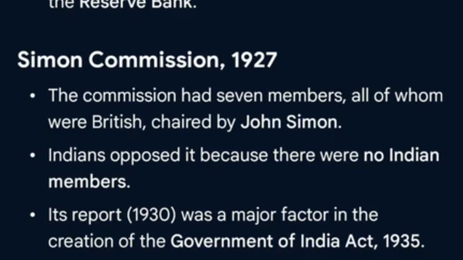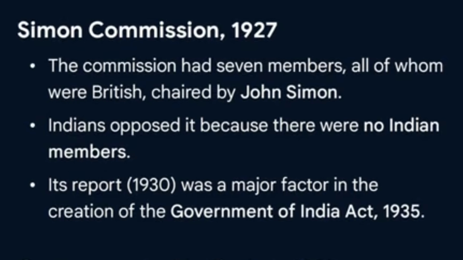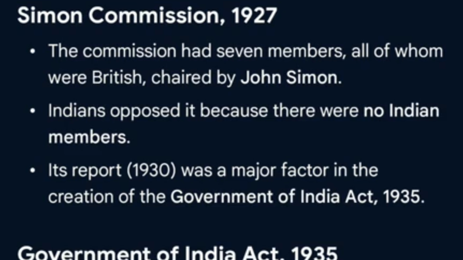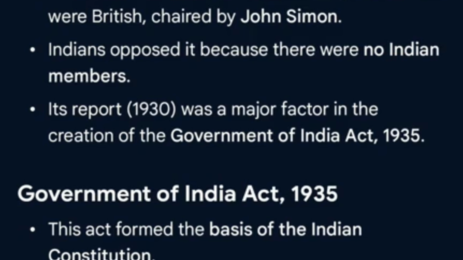Simon Commission 1927: The commission had 7 members, all of whom were British, chaired by John Simon. Indians opposed it because there were no Indian members. Its report in 1930 was a major factor in the creation of the Government of India Act 1935.